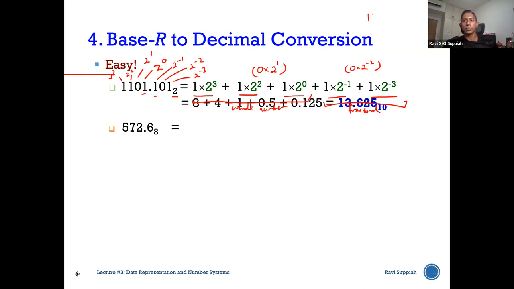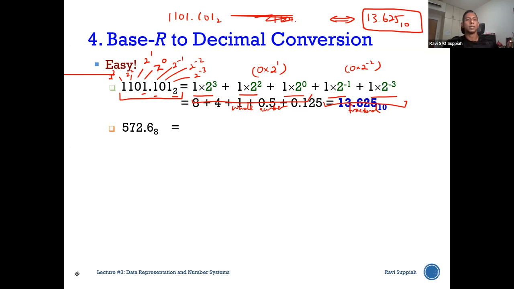This answer, 13.625, has a base 10. This base 10 tells you that this is the actual decimal value that is equivalent to this binary representation. So this and this are the same: 1101.101. The only thing is, one is represented in binary notation, the other in decimal notation, but the value is the same. It's just different forms of representing the same information.